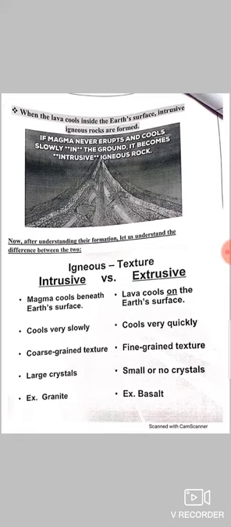Okay. Now after understanding their formation, we get to know about the formation of igneous rocks: when the lava erupts and solidifies, then it becomes igneous rock. Igneous rocks are of two types: intrusive and extrusive. The first one is intrusive rock. Magma that cools beneath the earth's surface is known as intrusive rock. And extrusive, lava that cools on the earth's surface, is known as extrusive rock. Intrusive rocks cool very slowly, extrusive very quickly.